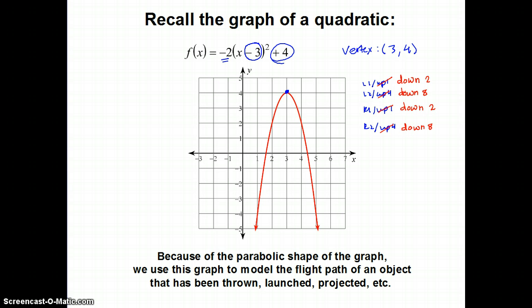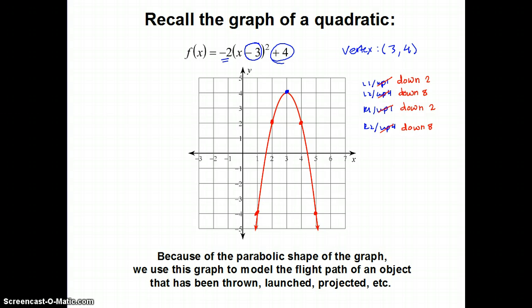So once we find our vertex, we simply follow this pattern. Left 1, down 2. Going back to the vertex, I now go left 2 and down 8. On the right, I go back to the vertex and go right 1, down 2, and right 2, down 8.